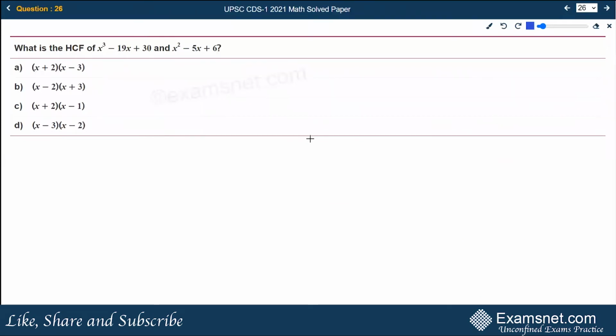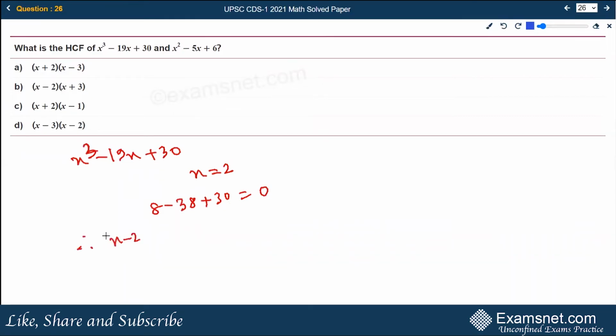In question number 26, we are given: what is the HCF of x cube minus 19x plus 30 and x square minus 5x plus 6? So here we have to factorize these two polynomials. First of all, x cube minus 19x plus 30. Let's check. If we put 2 for x, we get 8 minus 38 plus 30. That will give us 0.